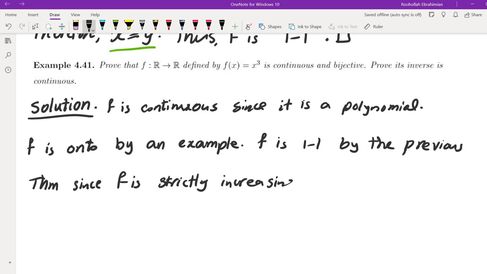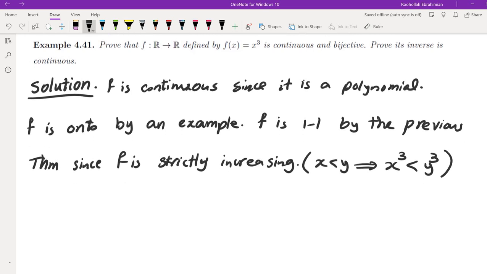By properties of inequality, we know x less than y implies x to an odd and of course positive exponent is less than y to the same odd exponent. We know that. So that means f is strictly increasing, which means it is 1 to 1. So this function is in fact continuous and it is bijective. We want to prove its inverse is also continuous.